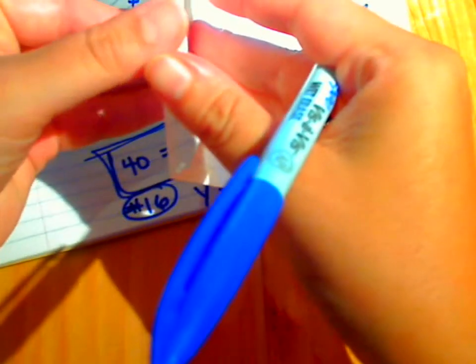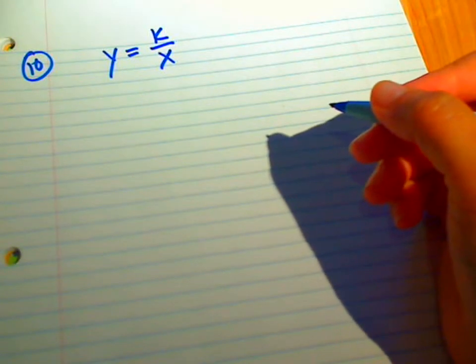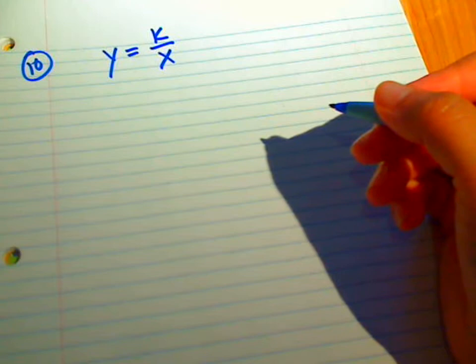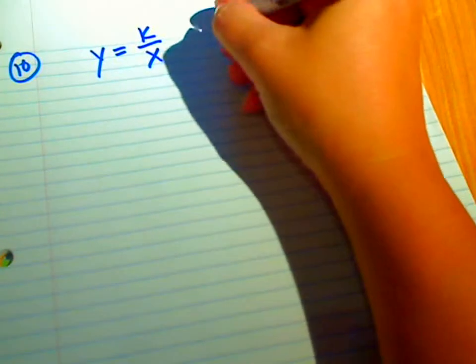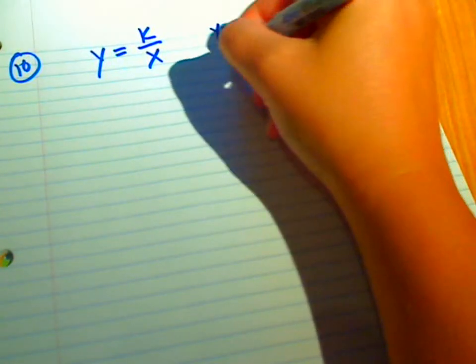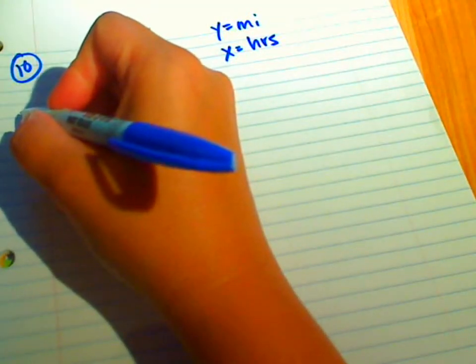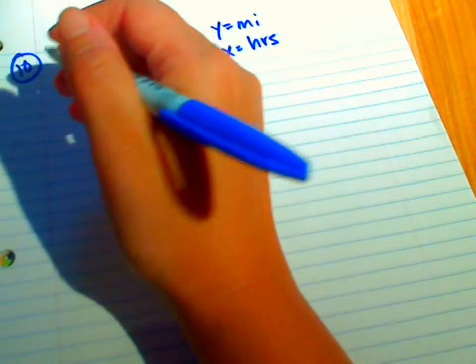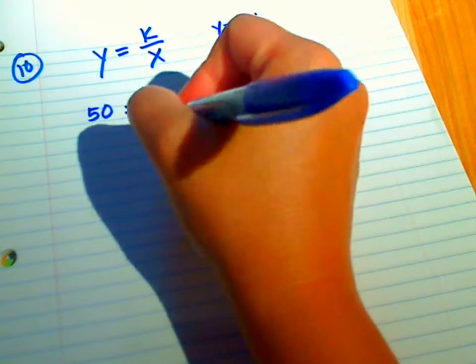On number 10, now it does say inversely proportional. So number 10, we need to use the inverse. Suppose a certain trip takes 3 hours at 50 miles per hour. How long would it take the same trip at 60 miles per hour? So again, y is going to be miles, x is going to be hours. So again, I read the first thing, 3 hours at 50 miles per hour. So 50 miles in for y equals k over 3.